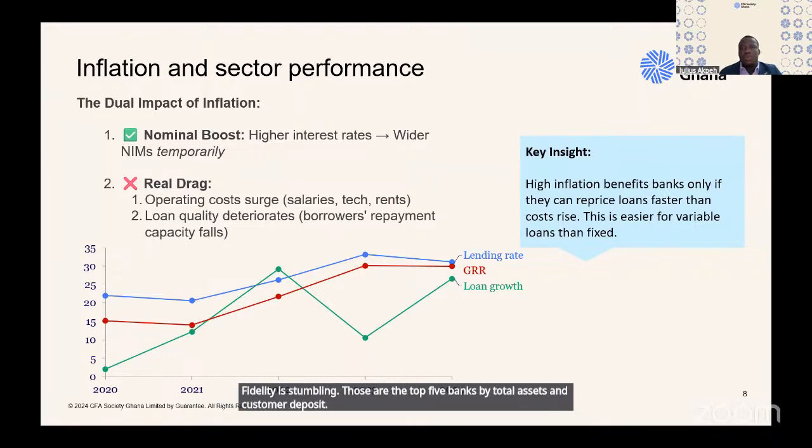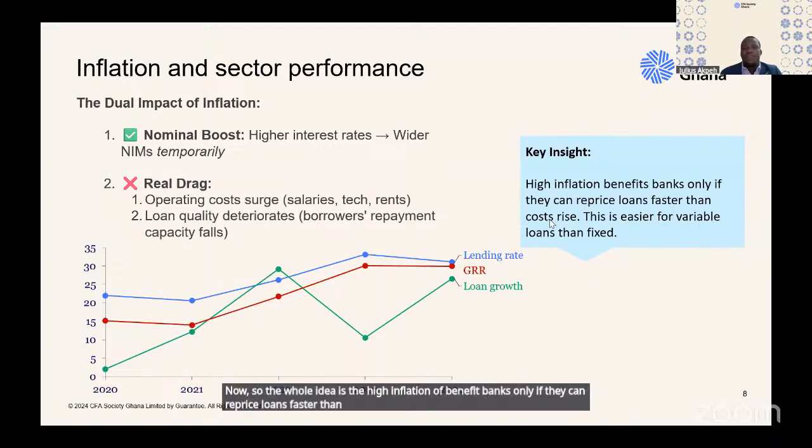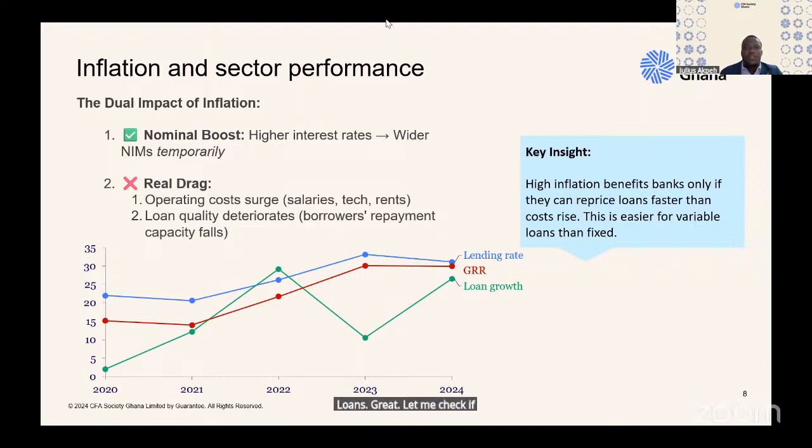Now, the whole idea is that high inflation will benefit banks only if they can reprice loans faster than cost rise. If loans can be repriced faster than cost rise, and this is easier for variable loans than fixed loans.